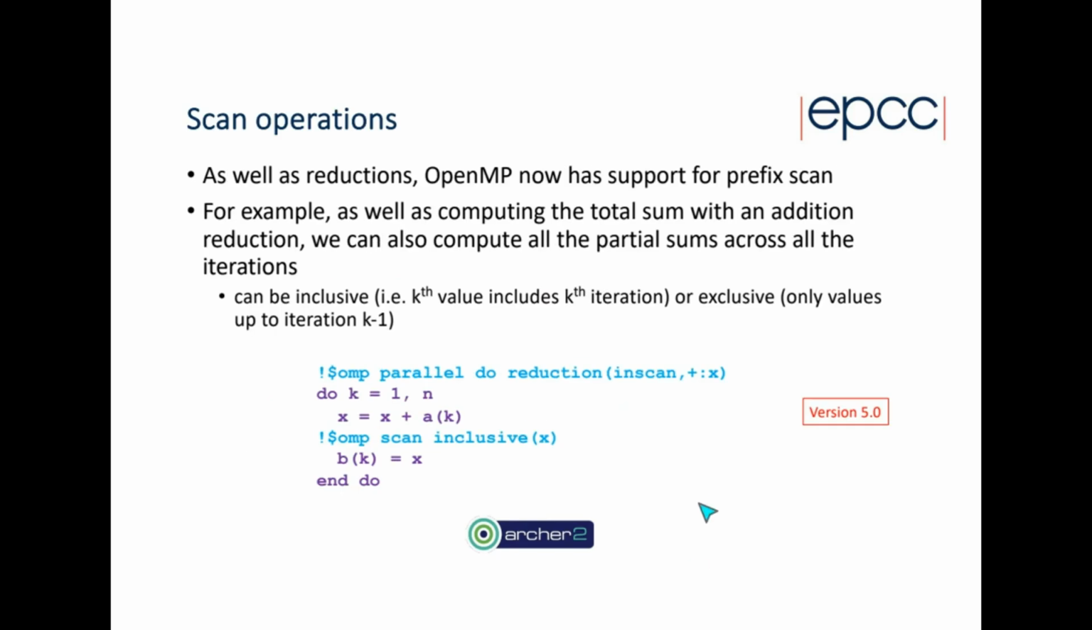Okay. So as well as reductions, you can also do prefix scans in OpenMP. This is to compute, if you're doing a reduction, and you don't just want the final result, but you want all the partial results as you go along, all the partial sums as you go along as well. And so you can do that.